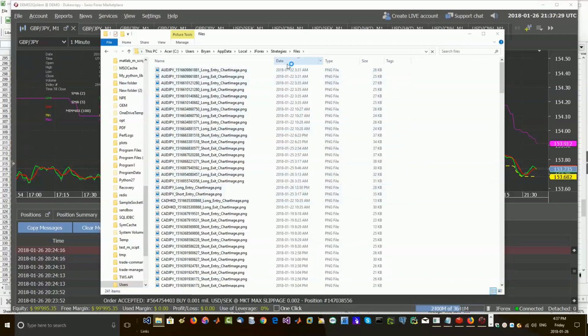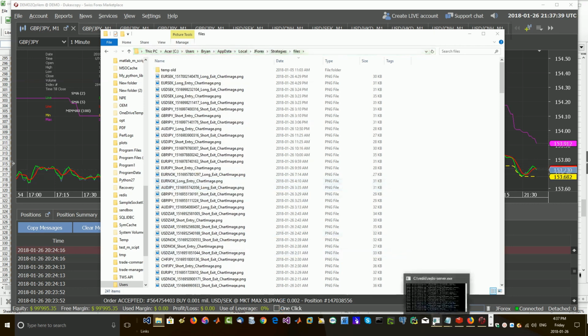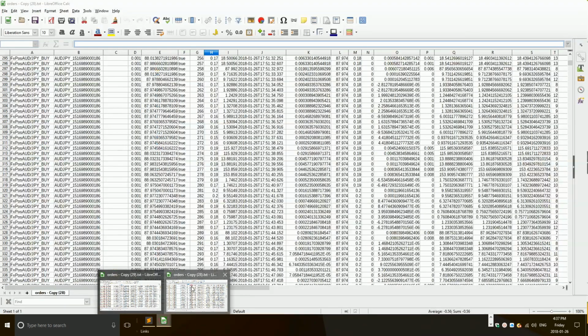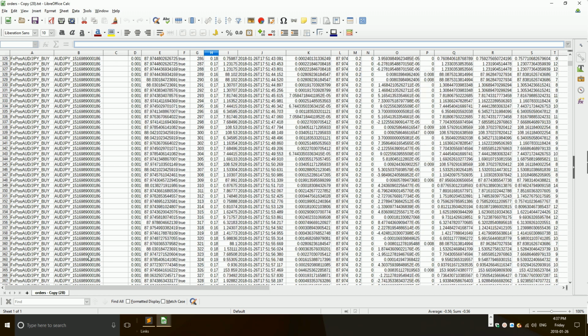Just so you know, I have the ability to record or take a snapshot, screenshot of the charts. So if I look at my positions, just get back to my spreadsheet here. This one. So in my case, this is the name of the position right here.